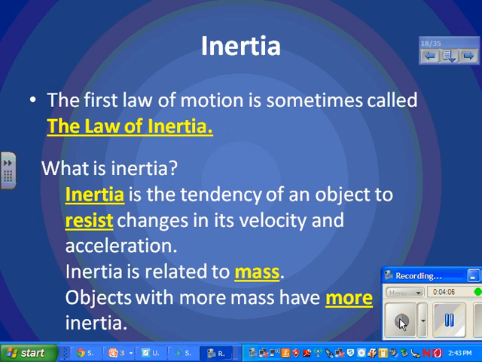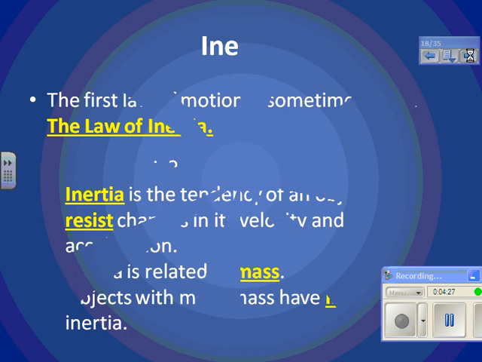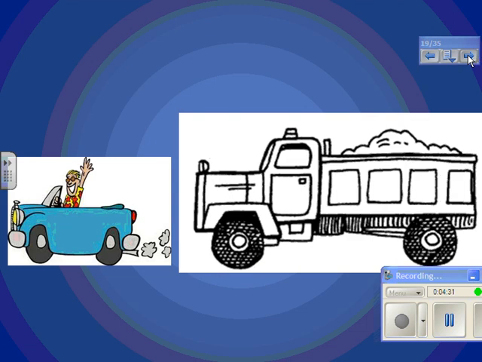Static friction is the friction between two objects at rest that keeps them from moving. The law of inertia is the first law. Inertia is the tendency of an object to resist changes in its velocity and acceleration. Inertia is related to mass, and objects with more mass have more inertia. In this next slide, you can see that the small car is going to have less inertia than the giant dump truck.